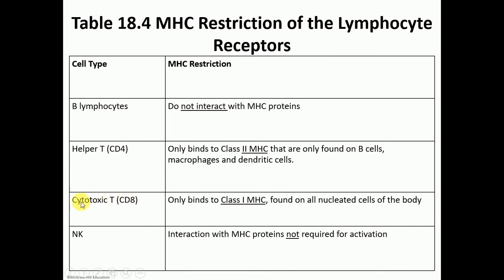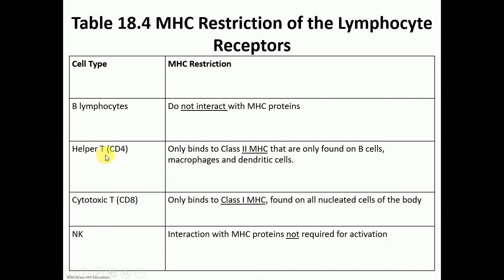Your cytotoxic T cells can only bind to the class 1 MHC, which means that any cell in the body that has a class 1 MHC and figures out that there's something weird going on within its cell, usually a virus or a cancer developing, has the ability to show that antigen, or that foreign body, on its class 1 MHC on the surface, and your cytotoxic T cell can identify it.